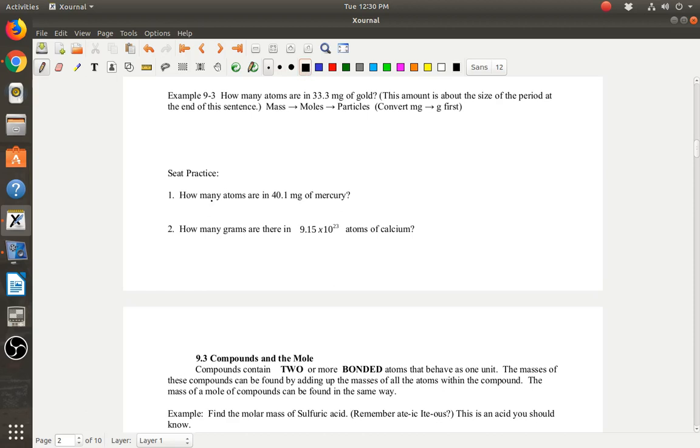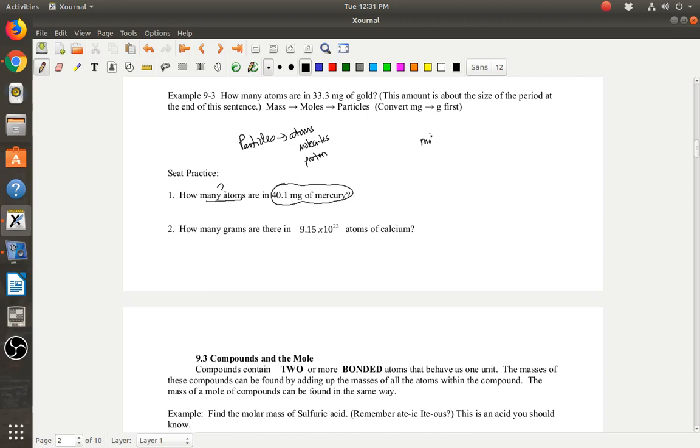So how many atoms? Remember, particles can be atoms or molecules or protons or formula units, anything. Particles is a general term for things we're going to count. So how many atoms are in 40.1 milligrams of mercury? We're going to be turning an atom count or particle count into moles.